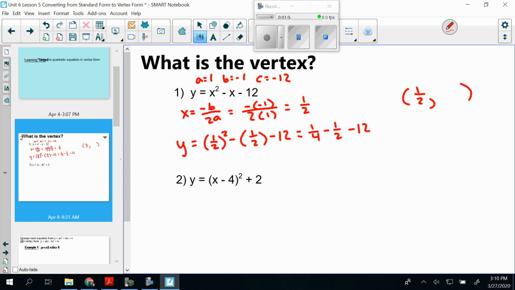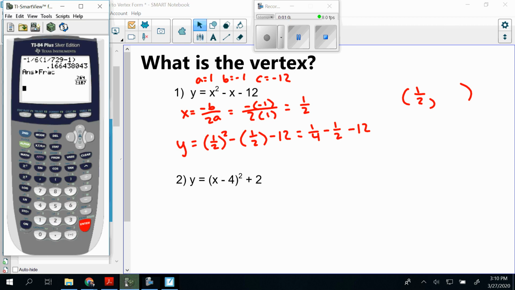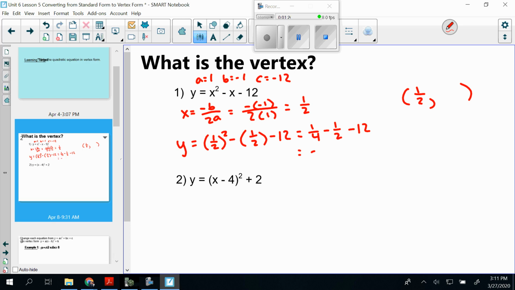Doing that, you could use your calculator to figure it out. We got 1/4 minus 1/2 minus 12, and we get negative 12.25. And so now we have the y value here of negative 12.25. Okay, so now we got the vertex of this one.